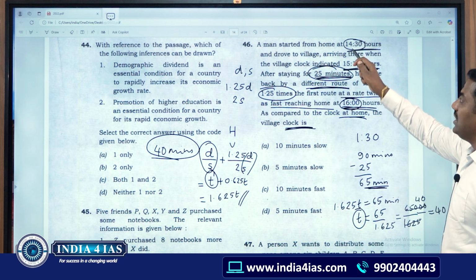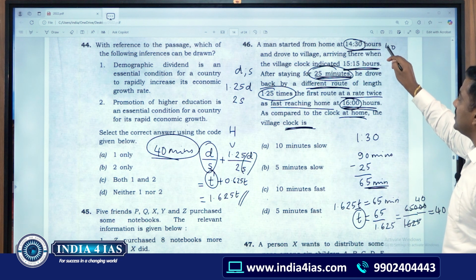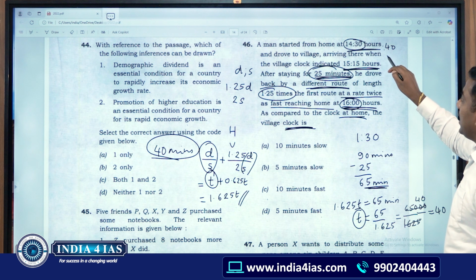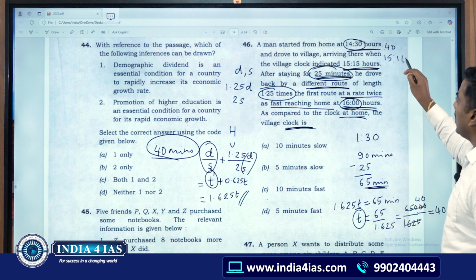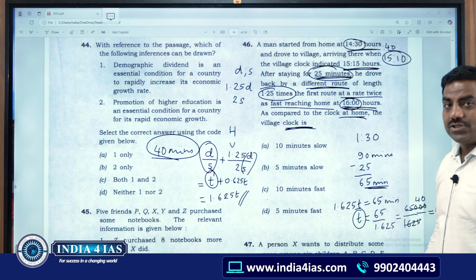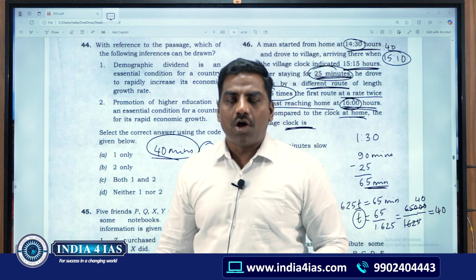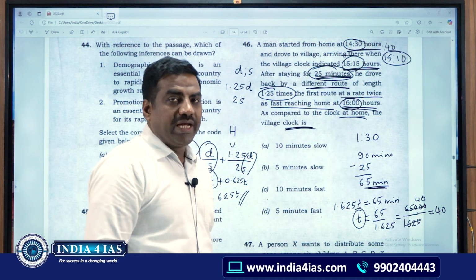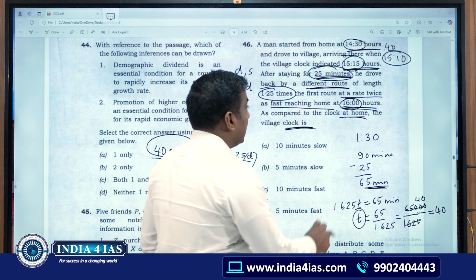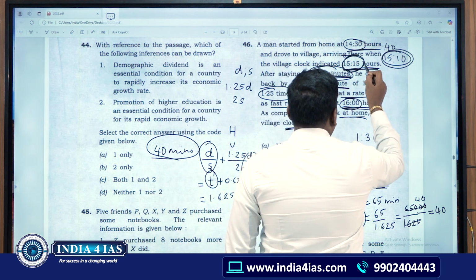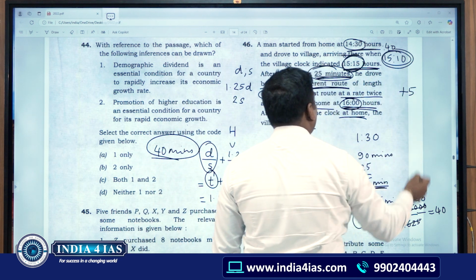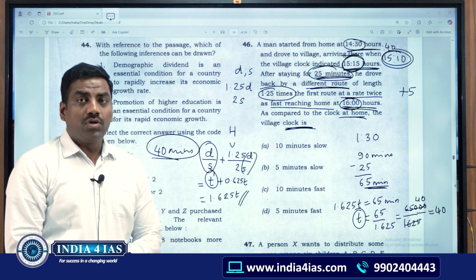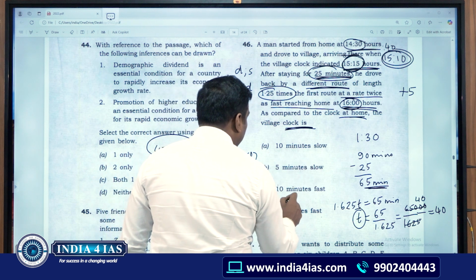So he left at 14:30. So if I add 40 minutes to this, by the time he reached the village is 15:10. So actually, if he believes his house clock, it is 15:10. But his village clock is showing 15:15. That means this clock is 5 minutes plus. That is 5 minutes faster compared to the clock at the house. So village clock is 5 minutes fast.